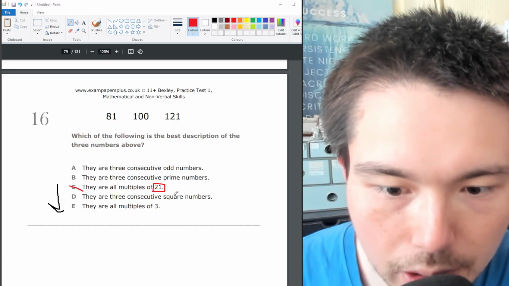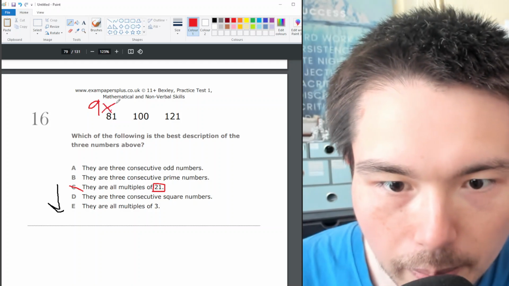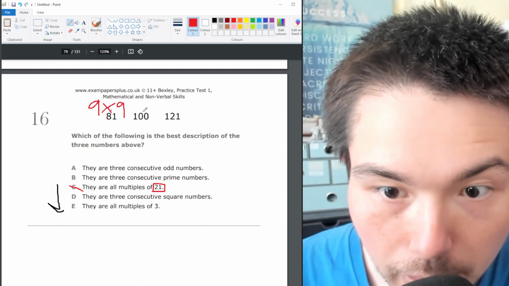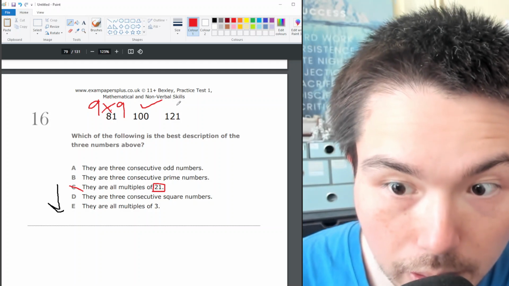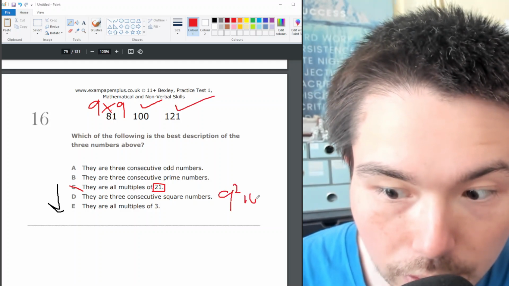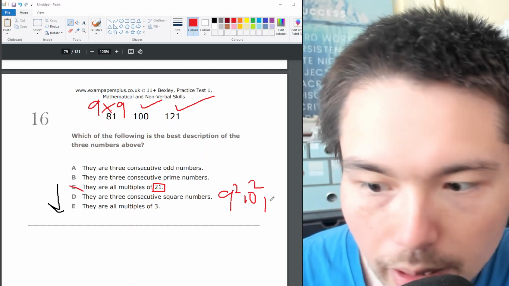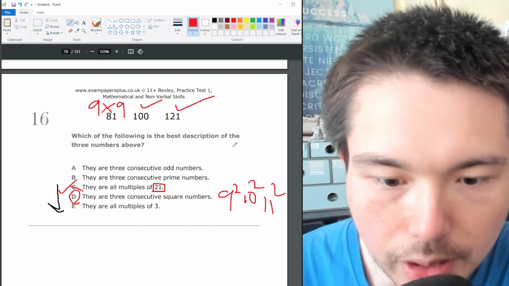D, they are three consecutive square numbers. Well, let's just check. 81, is that a square number? 9 times 9. 100, is that a square number? 10 times 10. 121, is that a square number? 11 times 11. How nice. So we have 9 squared, 10 squared, 11 squared. So D should be great. How nice is that? D is the answer.